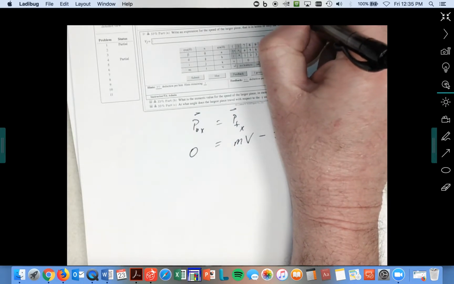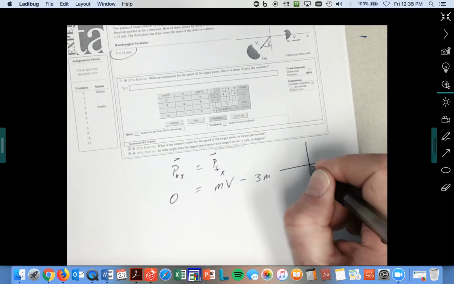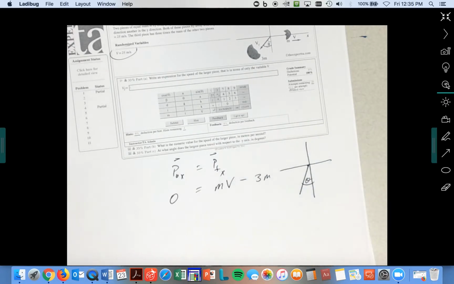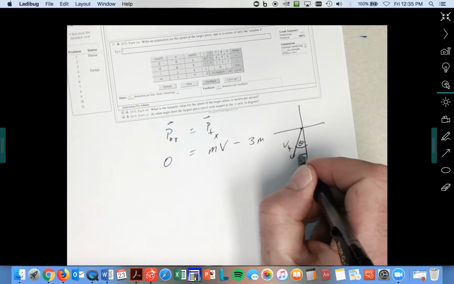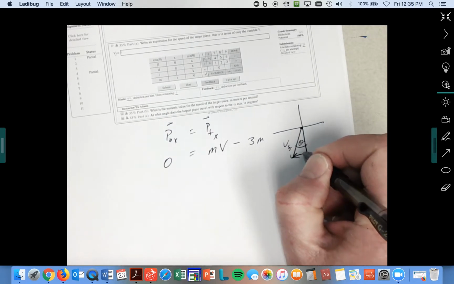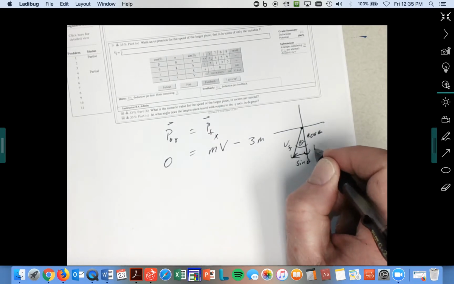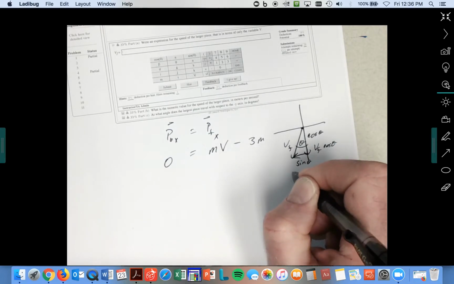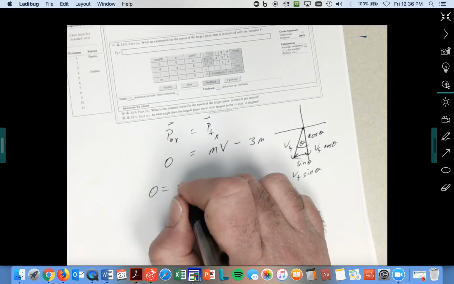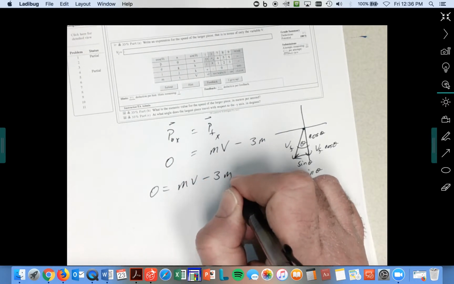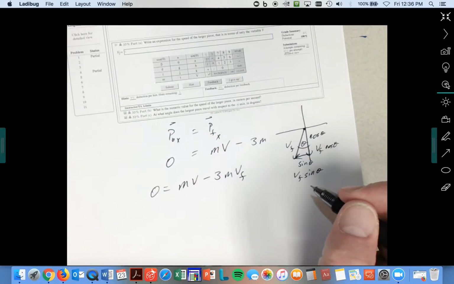times, now, this is the angle that we're using. See what they did to us? They've got the angle measured off theta, which is fine. Here's theta, here's V final going this way. Since theta's there, the x component is the cosine theta, and the y component is the sine theta. So this is VF cosine theta, and this is VF sine theta. For the x direction, we've got 0 is equal to mV minus 3m V final times the sine of theta.